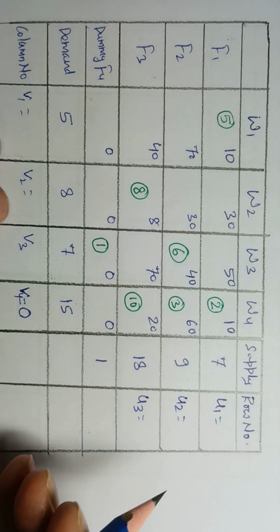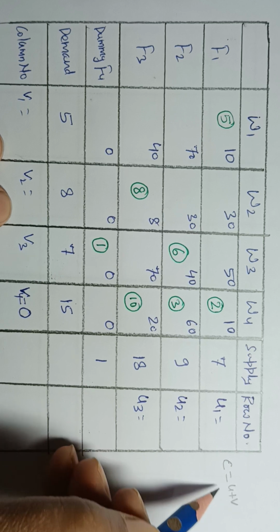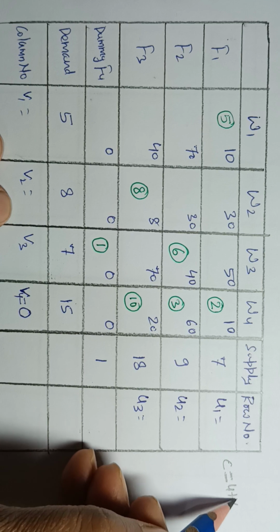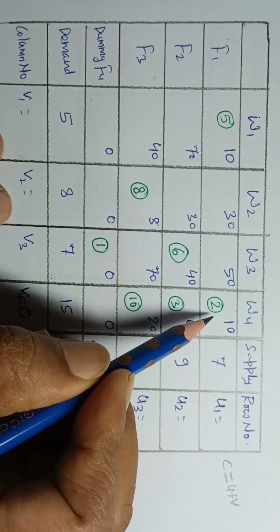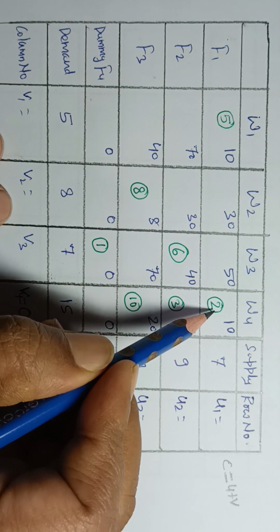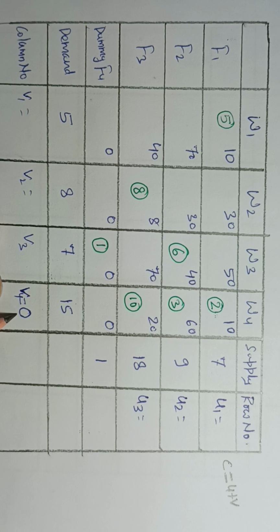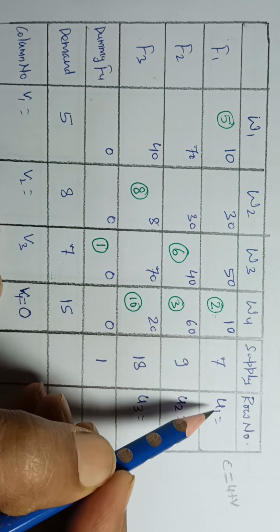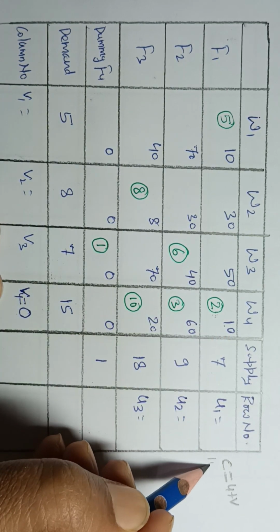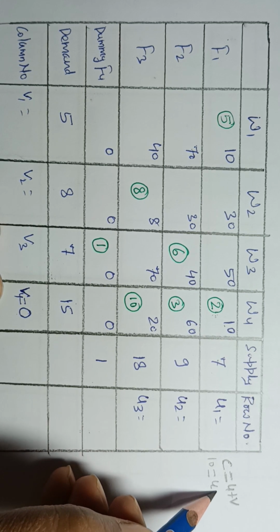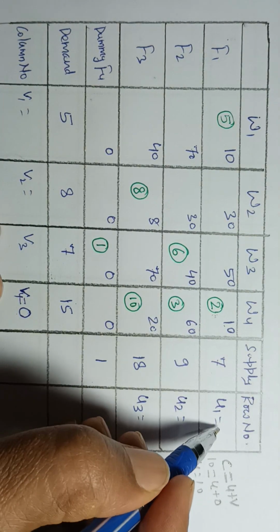We will use the formula C equal to U plus V. Here C means we will consider all the occupied cells, only for those we will use it. See here, that occupied cell we are considering is this one. We have the value of V4 equal to 0. That's why I am taking this occupied cell, so that we can get the value of U1. Here the value of C is 10, equal to U, which we have to calculate, plus V which is 0. So U equals 10. Here I will write the value of U as 10.